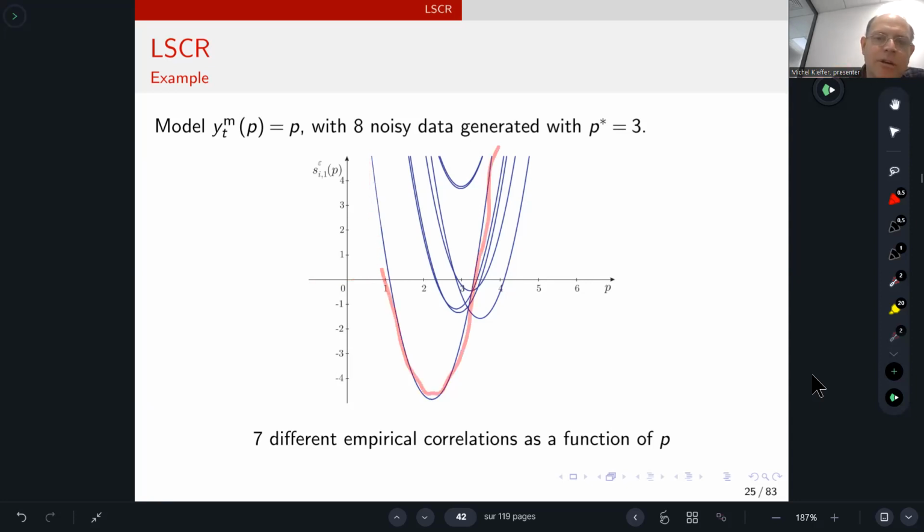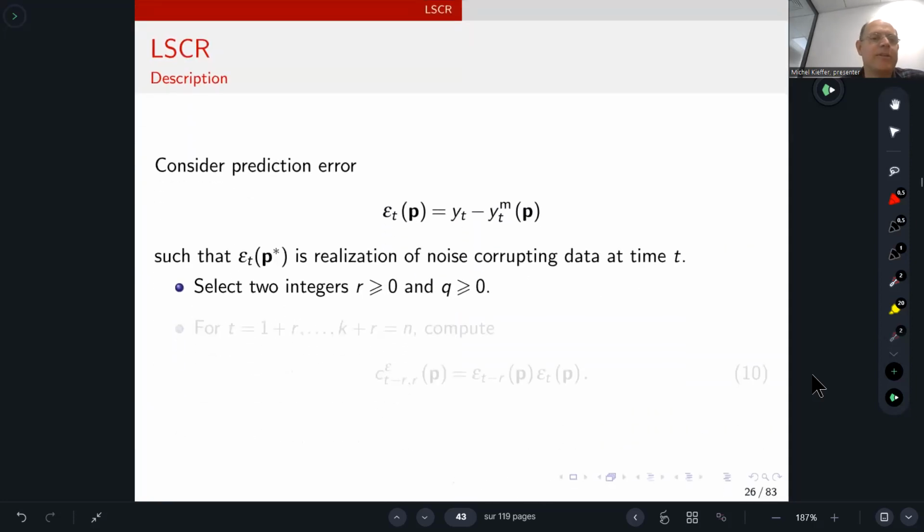For example, this is one empirical correlation plotted as a function of P, and we see that in that area it is positive, and in that area here it is negative. In that area, all estimates of the correlation are positive. In that area, also, all estimates are positive. Here in that area, you have some estimates which are negative, they are here, and some others which are positive, they are here. With this, you can define a non-asymptotic confidence region, the details of which will be presented afterwards.